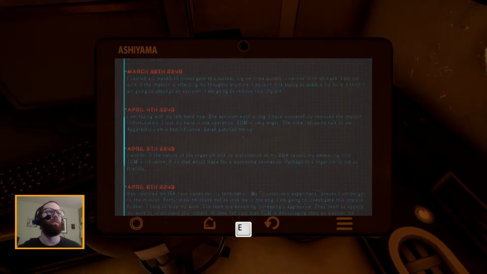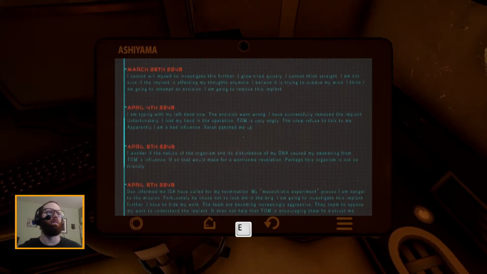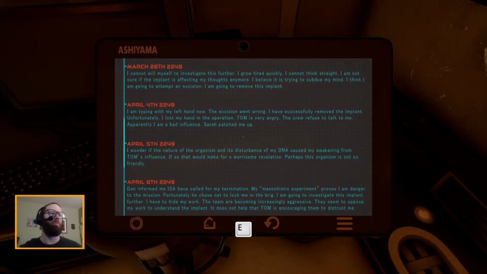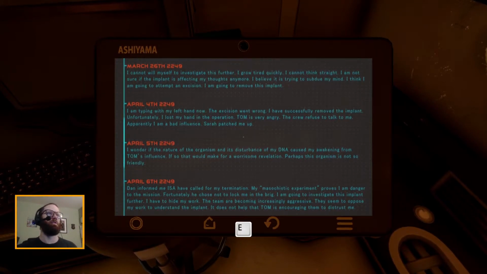Oh, that's dangerous. So, and then like a week and a half later, April 4th, I'm typing with my left hand now. The excision went wrong. I have successfully removed the implant. Unfortunately, I lost my hand in the operation. What? Tom is very angry. The crew refused to talk to me. Apparently, I am a bad influence. Sarah patched me up. This guy's cool. Who is this person? The Russian.